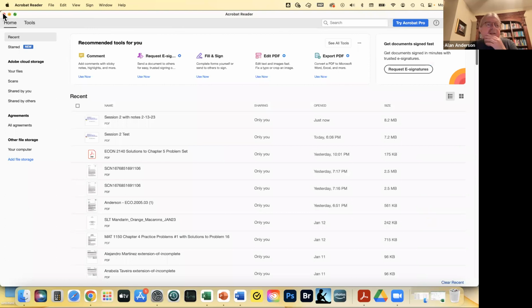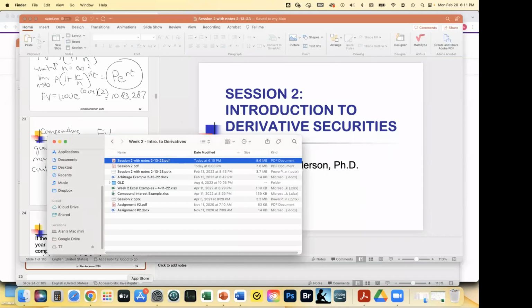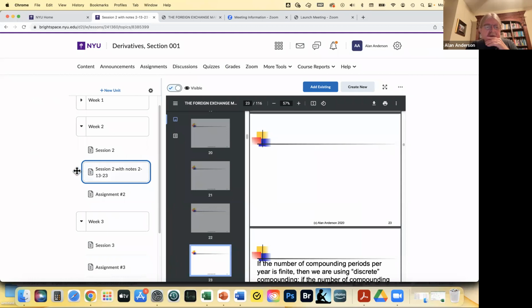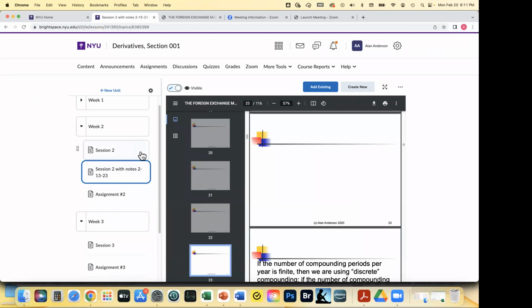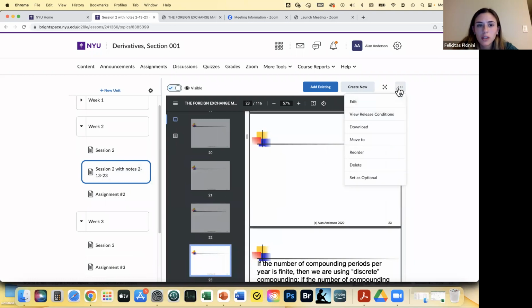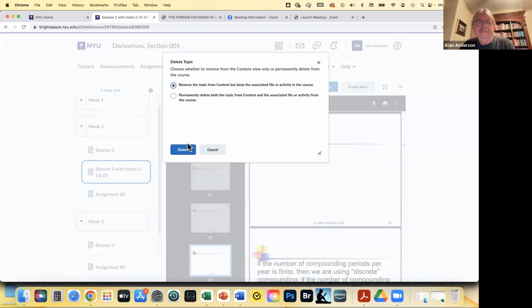Now, all right, here's what I'm going to do. I'm going to delete whatever's in Brightspace. These two in particular. Let's get rid of this one. Does anyone see a delete button anywhere? I don't. Maybe on top where there is plus new unit, no, next. Oh, here it is.